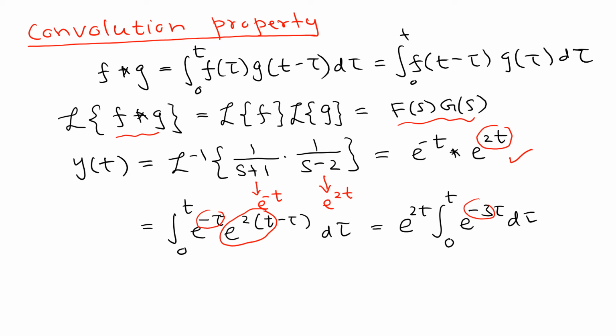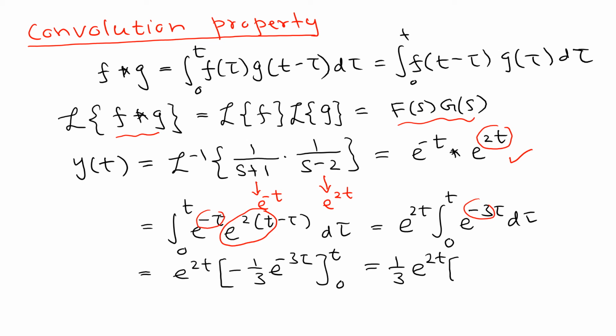So that means your integral is e to the 2t times, you have to divide by negative 3, so it is multiplied by 1/3 e to the negative 3 tau, and evaluate it at t and 0. So that means it is 1/3 e to the 2t, and then from the bottom limit you get 1, from the top limit you get e to the negative 3t.